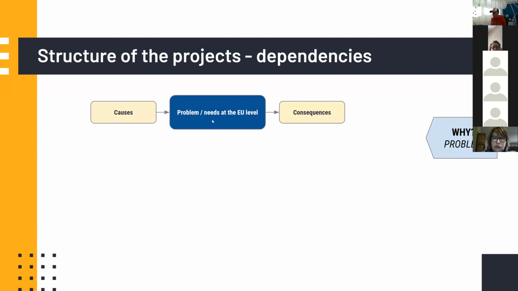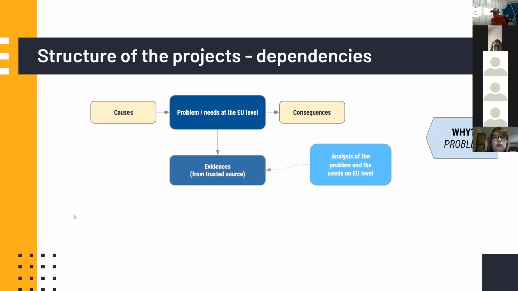So you always need to say what the problem is, what the causes are. So this is very important. You need to have the evidence for those needs. Okay? This is the first step. The second step: evidence from trusted sources.